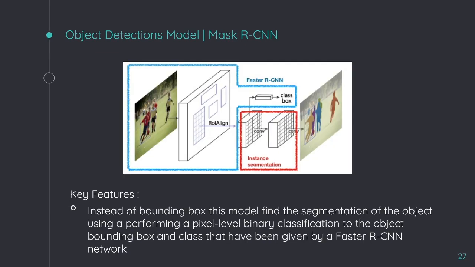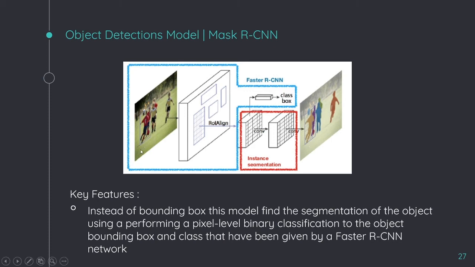So another object detection model that can be used is the Mask R-CNN. The Mask R-CNN is an improved model of the Faster R-CNN that can be used for pixel level segmentation for object detection tasks. This model is using a binary classification for creating the object mask based on the class of the object. The result is a mask of the object in the image at the pixel level segment.